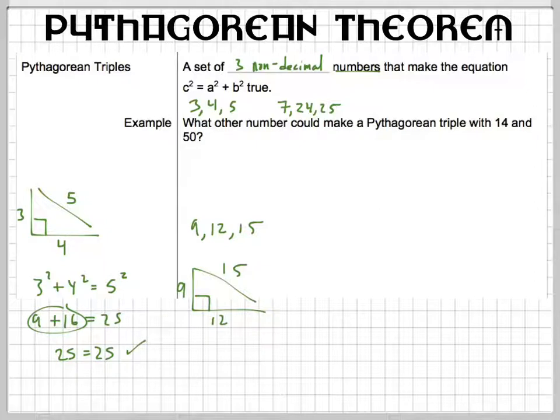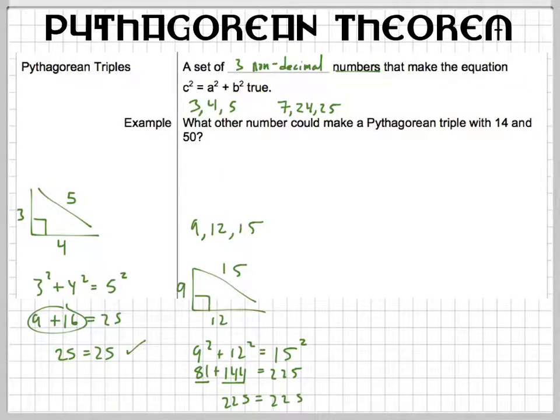Let's try it. 9 squared plus 12 squared equals 15 squared. 9 squared is 81, 12 squared is 144, and 15 squared is 225. Can you add 81 and 144? Do I get 225? Yes.